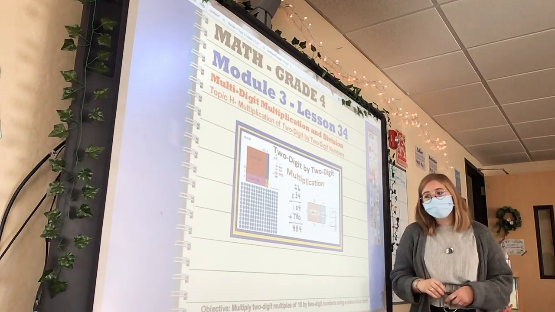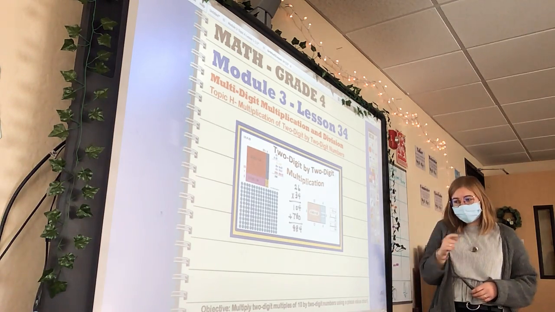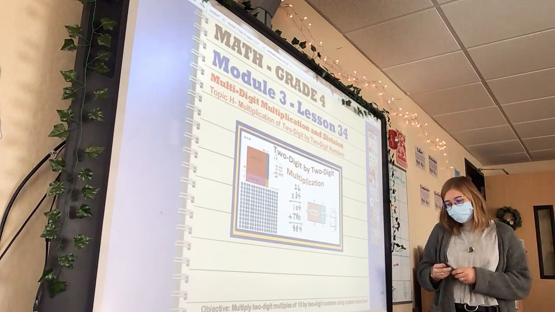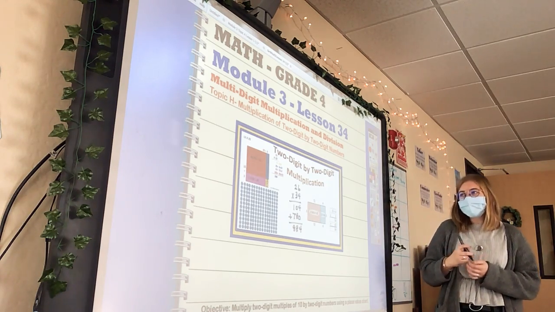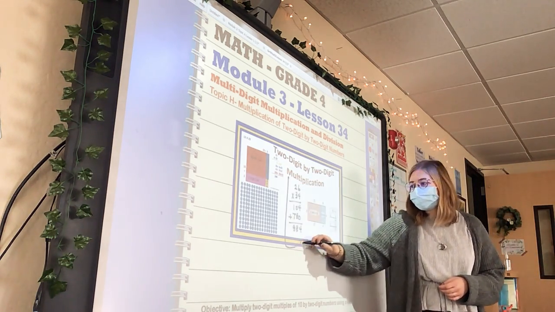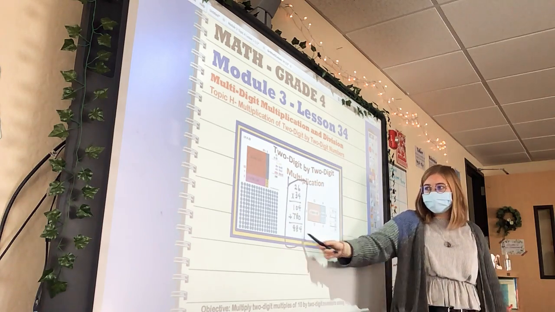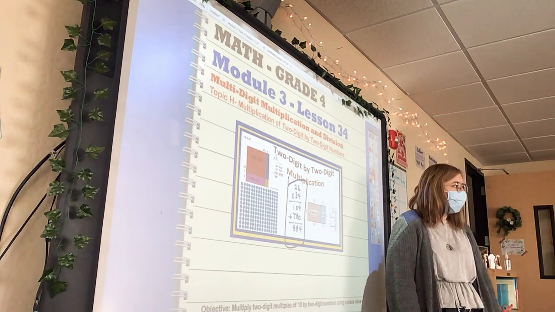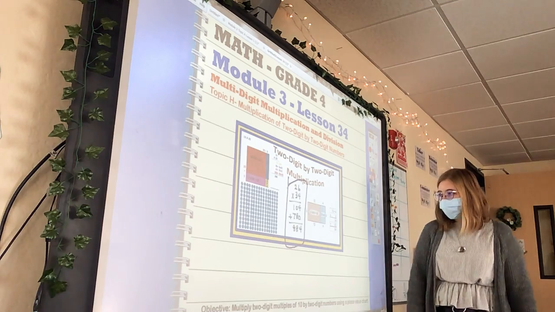Okay, so lesson 34, we're going to multiply 2-digit multiples of 10 by 2-digit numbers using a place value chart. We're working our way towards this one right here, but we'll get there eventually.